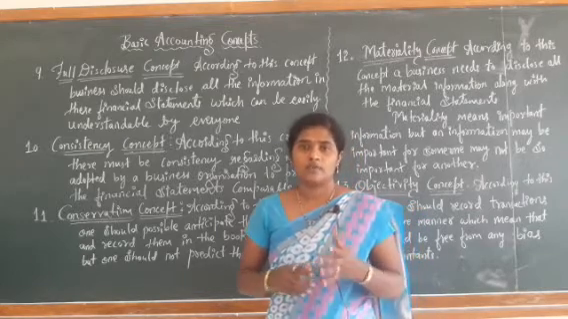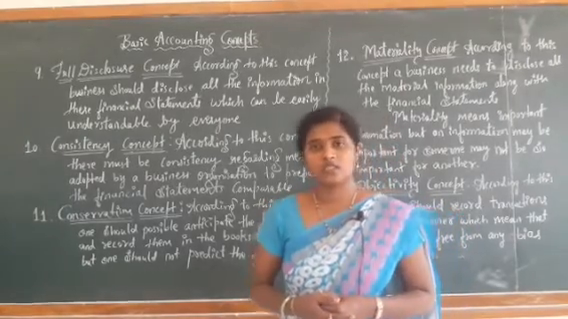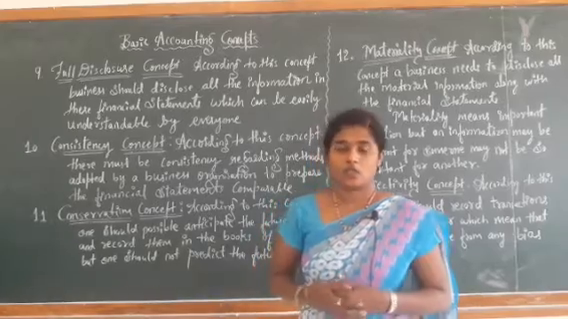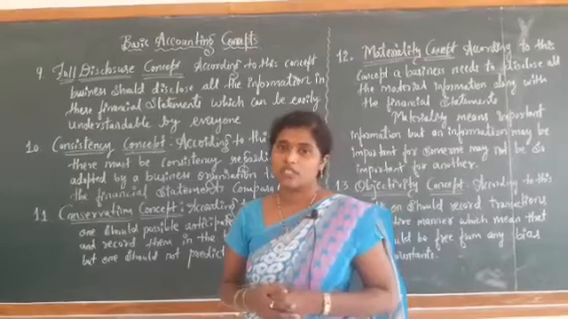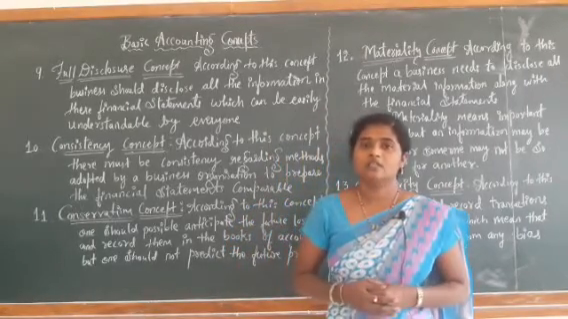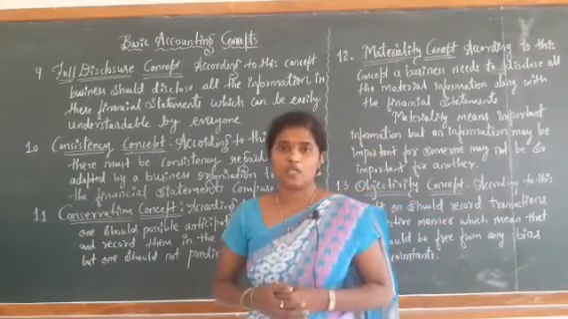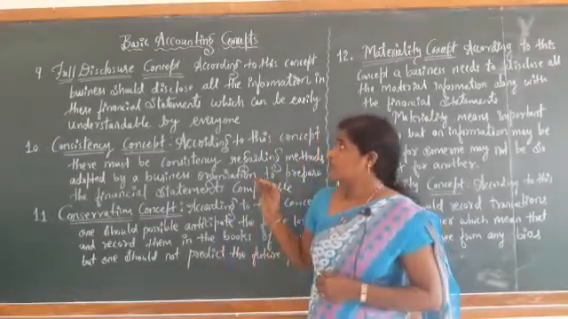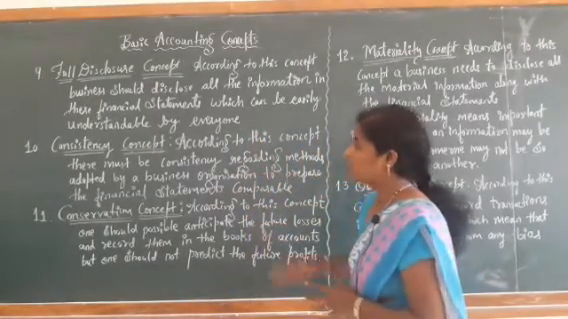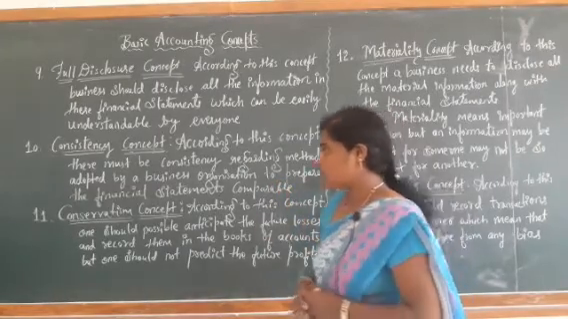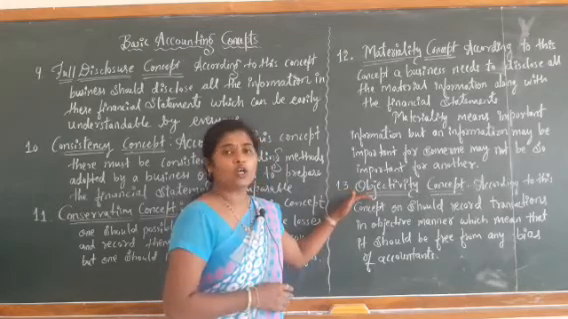In the previous classes we discussed the business entity concept, money measurement concept, going concern concept, accounting period concept, cost concept, dual aspect concept, matching concept, and revenue recognition concept. So the remaining 5 concepts are the full disclosure concept, consistency concept, conservatism concept, materiality concept, and the last one, the objective concept.